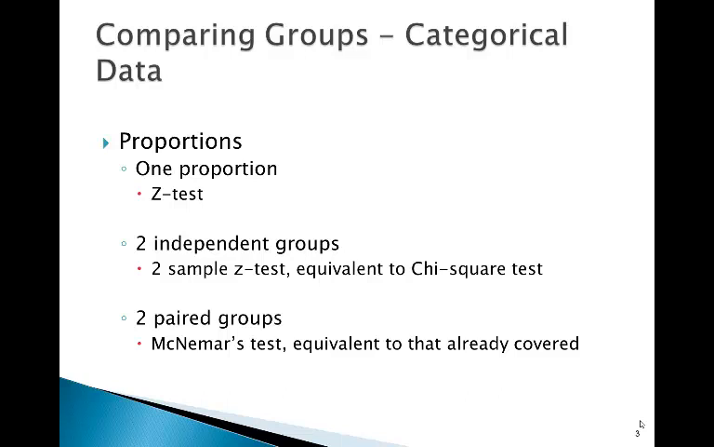When looking at proportions, if we have one proportion, we'll do a one sample z-test, which we'll cover in this section. If we have two independent proportions, we can do what's called a two sample z-test for proportions, but this is equivalent to the chi-square test, which we've already covered, so we won't go into details on this test. If we have two paired groups, we can also set this up as proportions instead of a contingency table, and that's McNemar's test, which we've already covered as well. So we won't go into details on that test again. This section will just focus on the one proportion z-test.